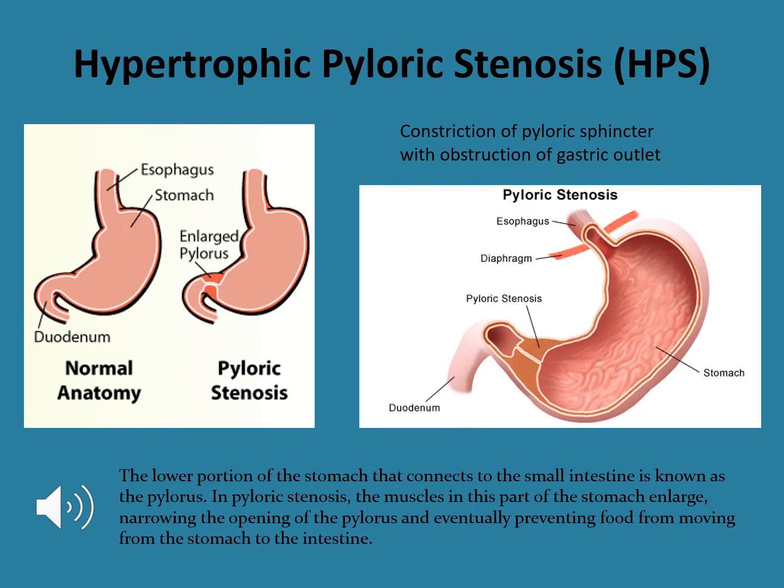Our next disorder we're going to talk about is pyloric stenosis, also called hypertrophic pyloric stenosis. It's constriction of the pyloric sphincter with an obstruction of the gastric outlet. The lower portion of the stomach that connects to the small intestine is known as the pylorus. In pyloric stenosis, the muscle in this part of the stomach enlarges and narrows the opening of the pylorus, and eventually it can prevent food from moving from the stomach into the intestines.